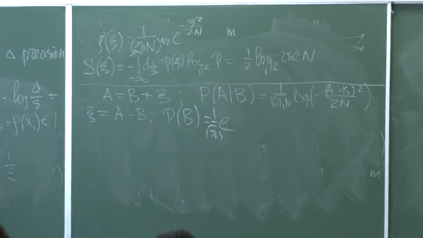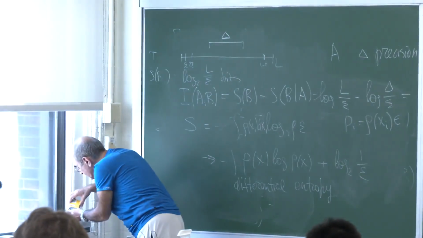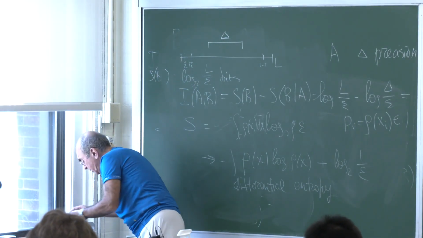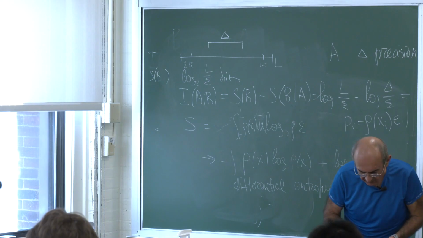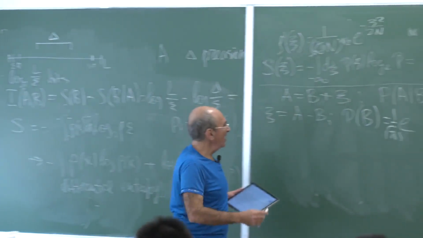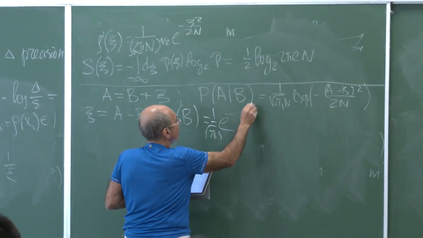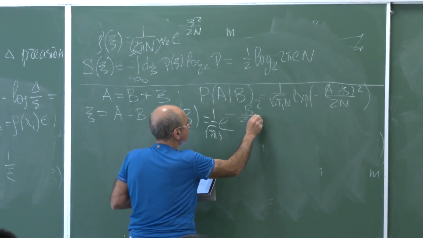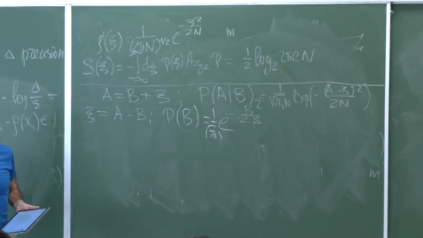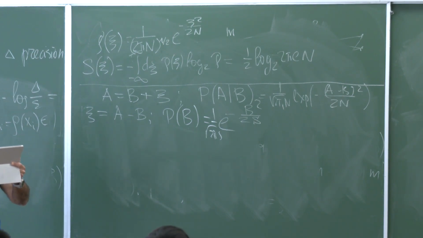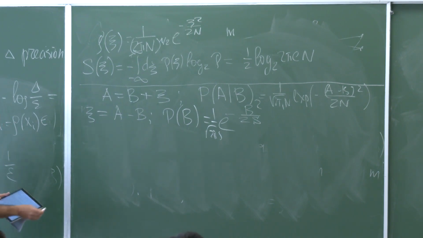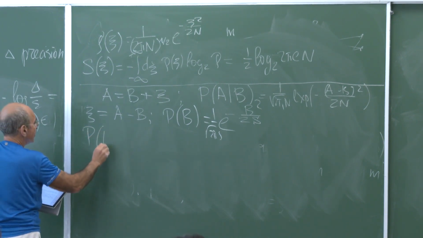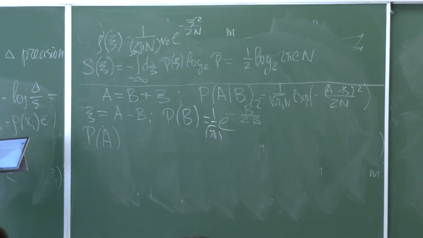So I want it to be S. So my P of B is exponent minus B squared over 2S. Now I'm ready to compute the probability, let's say, of A.